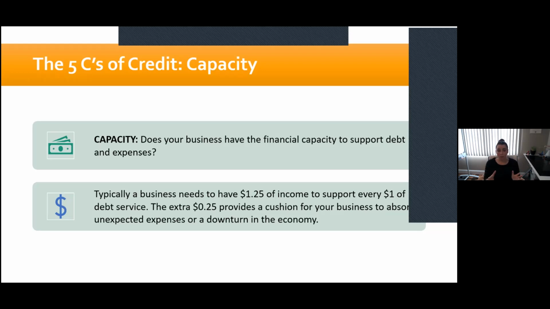That's number one for us when we look at a small business to determine whether or not we're going to lend to them: can they support their normal expenses and this debt payment and have a little bit of a cushion left over, so that if something were to happen, they can continue to cover all of their obligations. So that's the first thing that we look at.